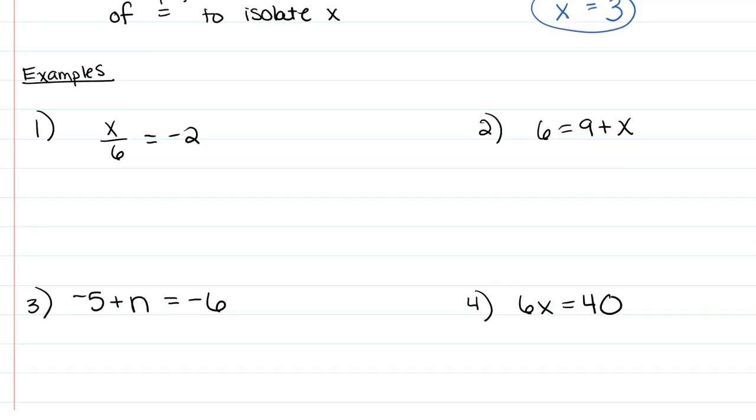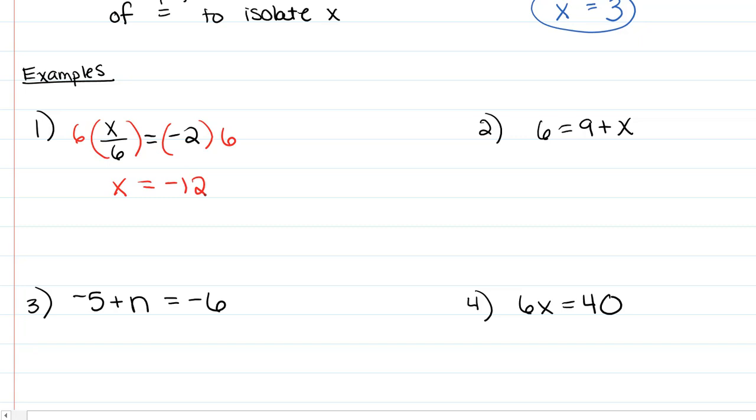Let's take a look at 4 examples before we finish up. Example 1, x divided by 6 equals negative 2. I'm going to multiply both sides by 6, and I get x equals negative 12. And that's it, I've isolated x. Example 2, 6 equals 9 plus x. I will subtract 9 from both sides of the equation, and I get negative 3 equals x. So it's okay to get negative answers.